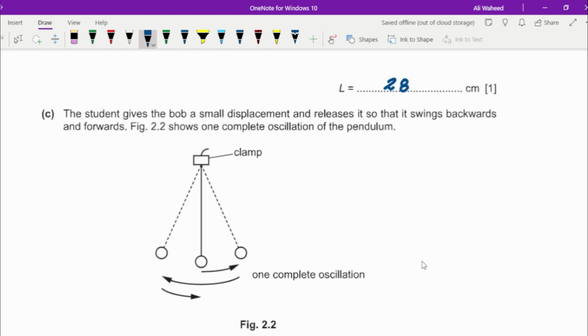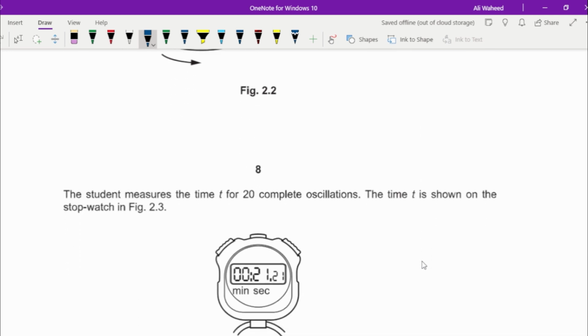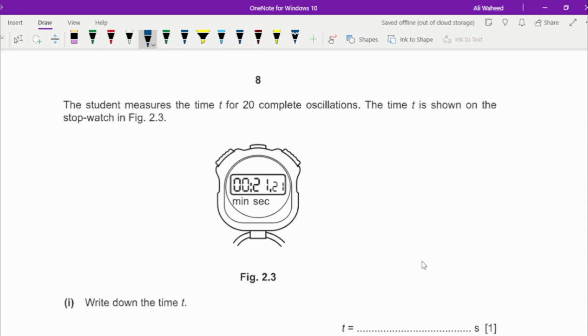Over to the next one. The student gives the bob a small displacement and releases it so that it swings backward and forward. Figure 2.2 shows one complete oscillation of the simple pendulum. The student measures the time t for 20 complete oscillations because it's very difficult to measure the time of one oscillation accurately. There would be a lot of error in that. The time t is shown on the stopwatch in figure 2.3, as you can see on the diagram.